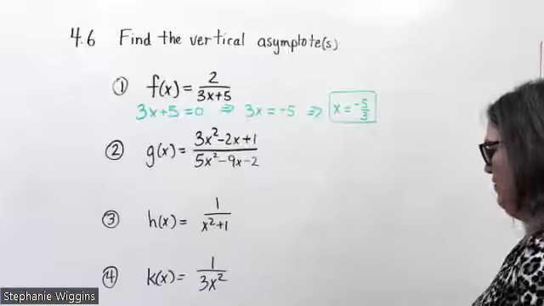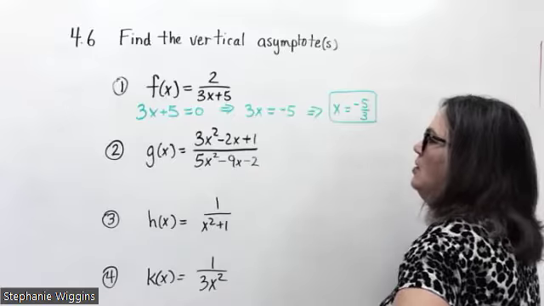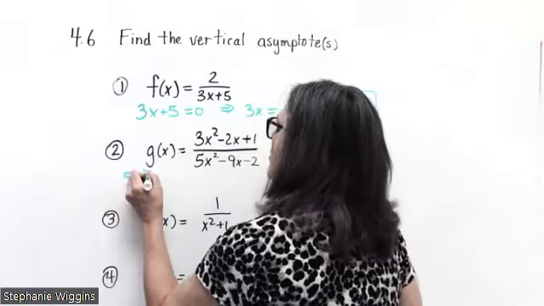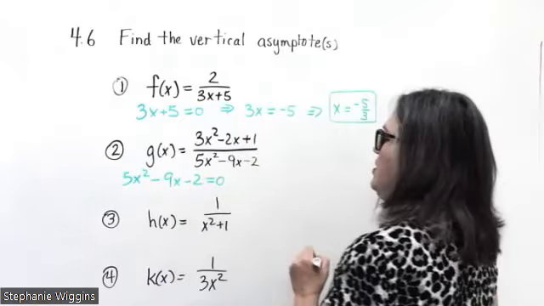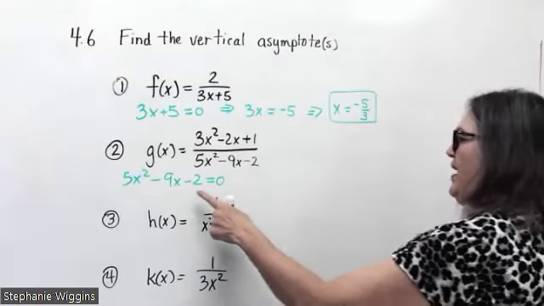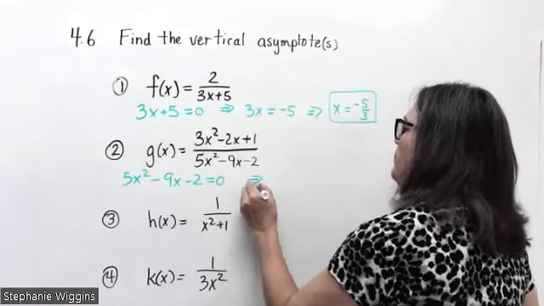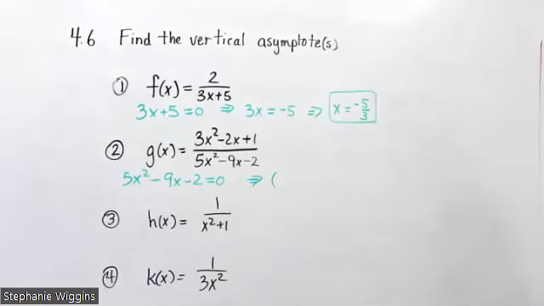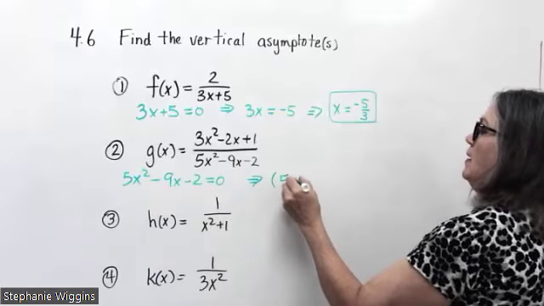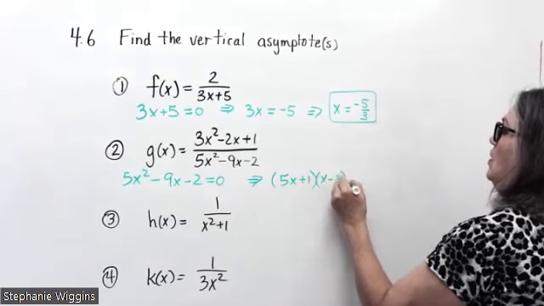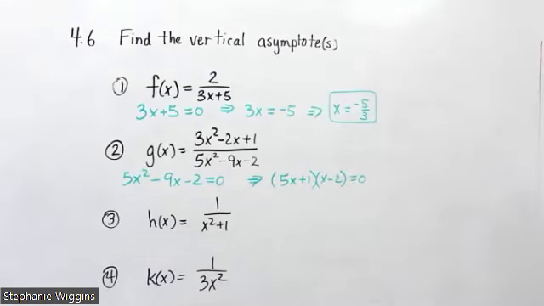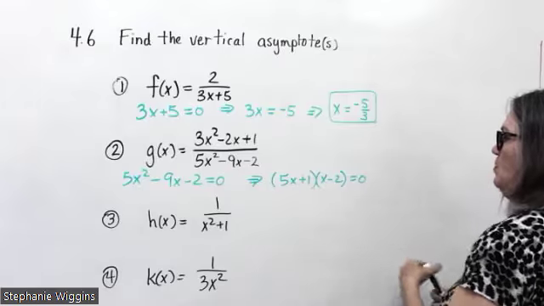Here we have 5x squared minus 9x minus 2. We're going to set that equal to 0. And we're going to factor this. You can use the AC method to factor this, and you would get 5x plus 1 times x minus 2. Now, in order for this quadratic function to equal 0, each factor would equal 0.